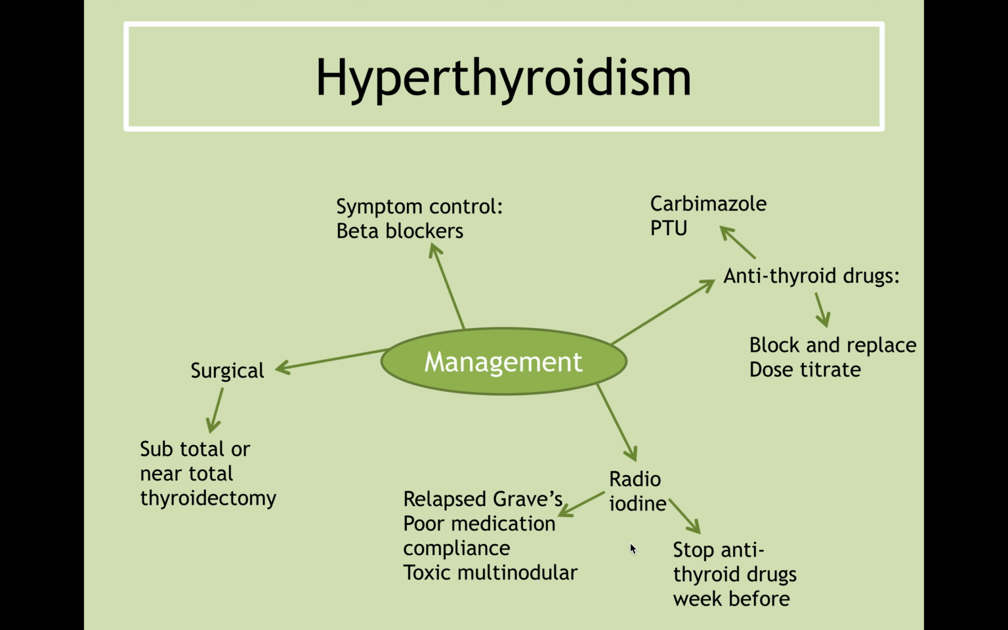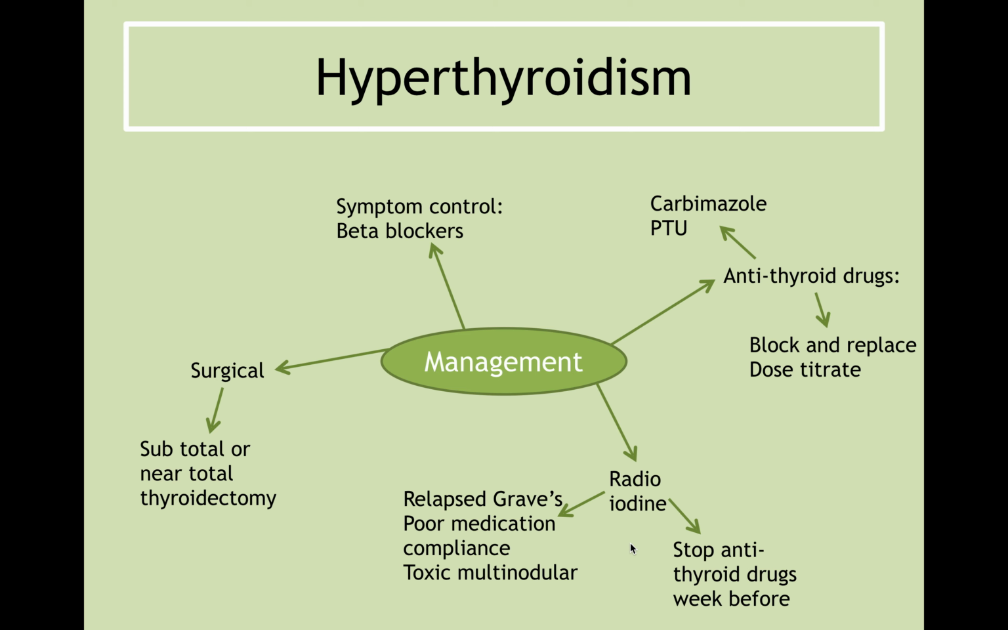Another option is radioiodine. So like I said, the thyroid uses iodine. So if you ask a patient to drink radioactive iodine, it goes to their thyroid and then begins to destroy the thyroid glands, so it can't make as much thyroid hormone. You're meant to stop taking your antithyroid drugs about a week before the radioactive iodine. And it's normally used in patients where the antithyroid drugs haven't worked, or they're not taking the medication as they should, or often in toxic multinodular goiters, the radioactive iodine is quite useful.